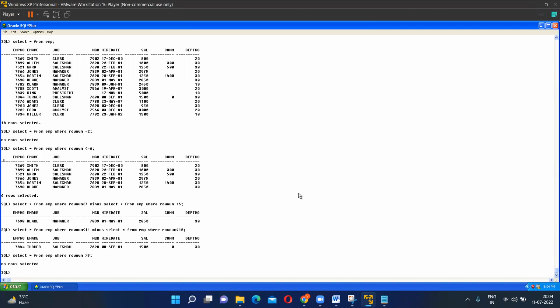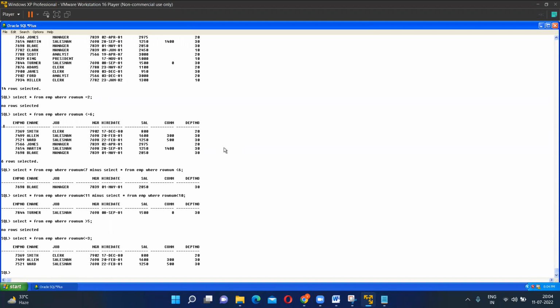Next, this is the Rownum thing. If I want the first 3 records, how can I get them? Can you tell me the query? Select star from EMP where Rownum less than or equal to 3. Yes or no, guys? So these are the first 3 records. Are you clear about this Rownum thing? This is a very simple thing, guys, not that difficult.